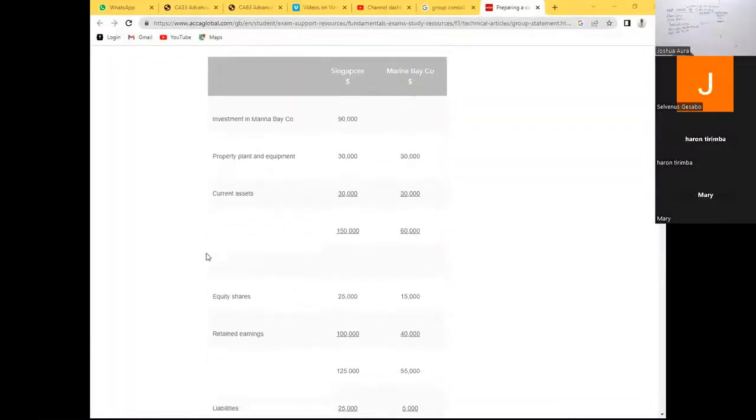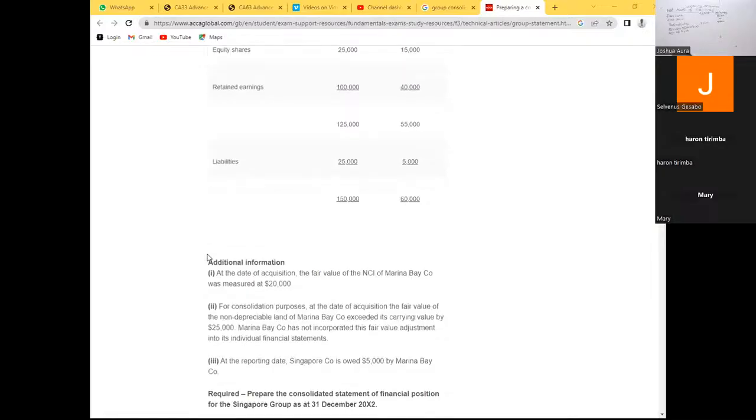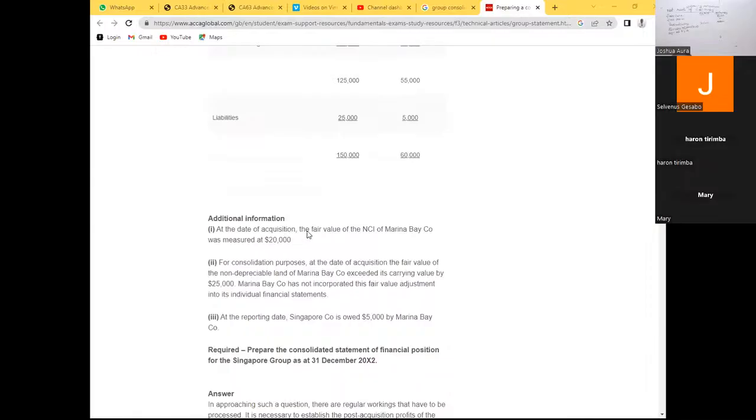Now, if you go down here, they are telling us something very important. At the date of acquisition, the fair value of NCI, what we call non-controlling interest. We are not yet there. For consolidation purposes, at the date of acquisition, the fair value of non-depreciable land of Marina Bay Company exceeded its carrying value by 25,000. So when we were acquiring this subsidiary, we called in a valuer who revalued some land, which of course is non-depreciable, upwards by 25,000.